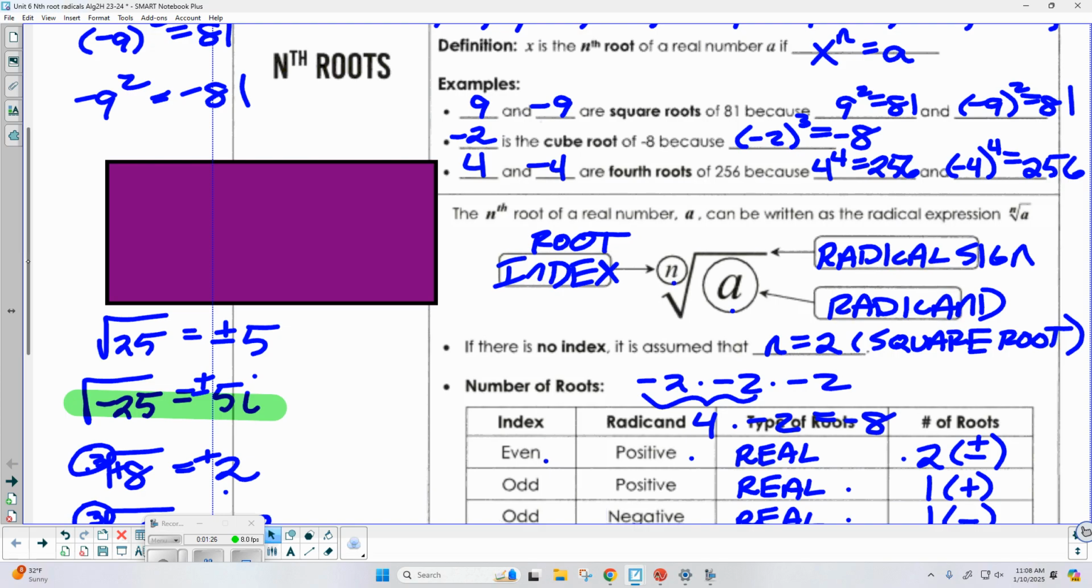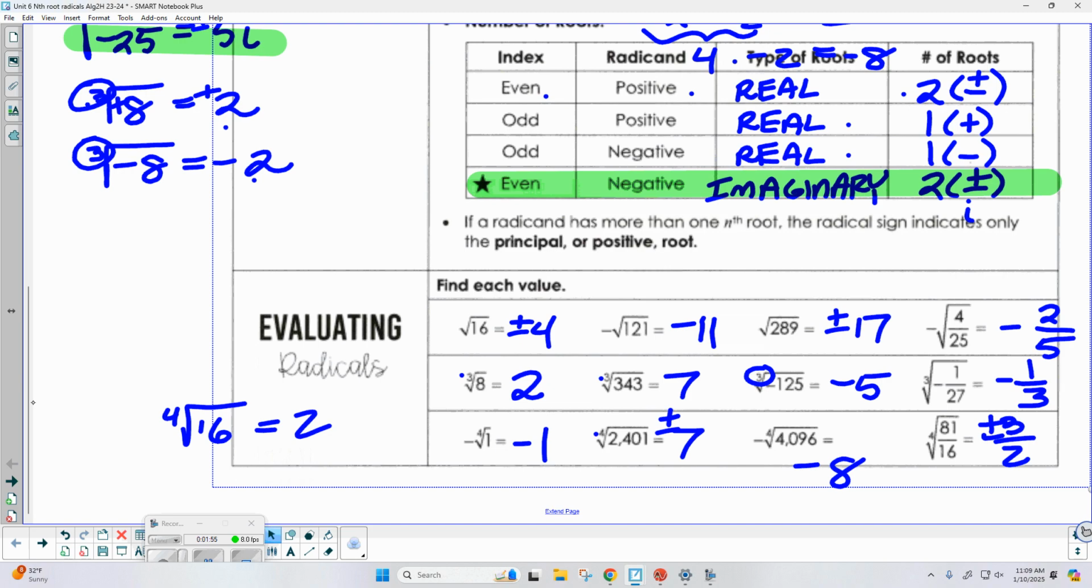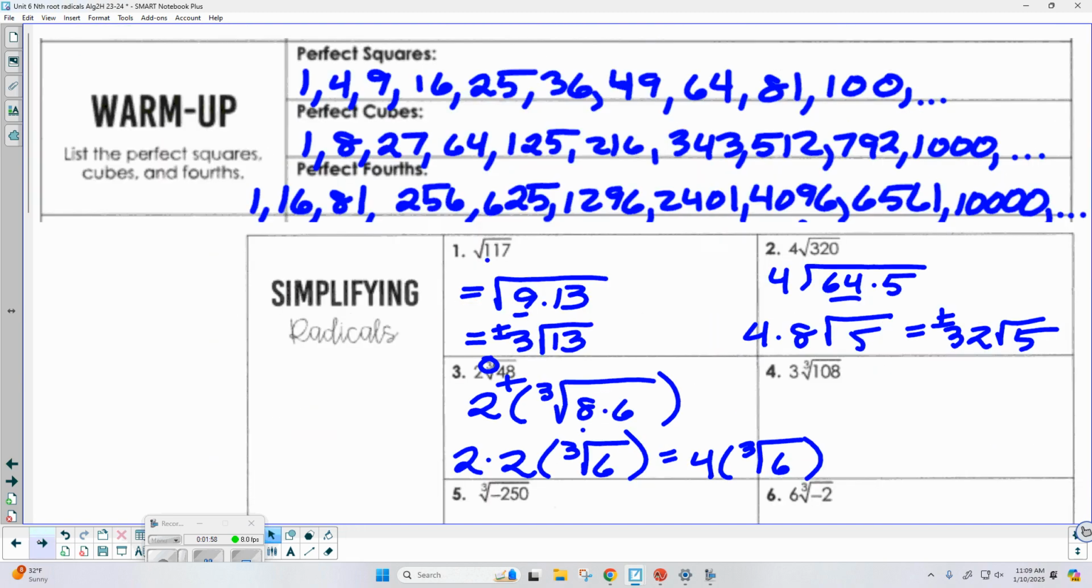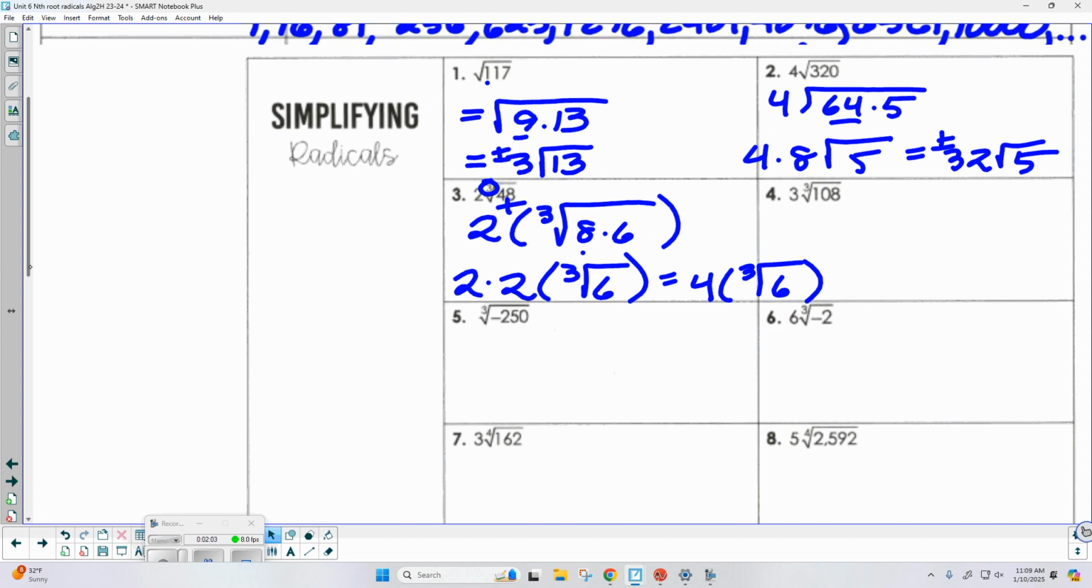And then the one thing that we talked about on Wednesday, when you have an even root, you're going to have two solutions, a positive and a negative. But if it's an odd root, like a cube root, you're only going to have one. And it's going to be the same sign as your radicand. The only time that you're going to get an imaginary answer is if it's an even root where the radicand is negative. There we go. And then we started looking at some expressions here. We looked at perfect roots, and then we were simplifying non-perfect roots.